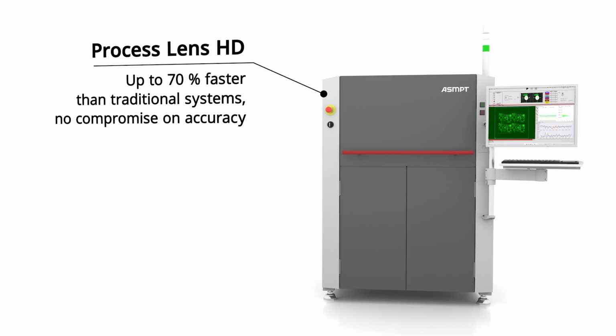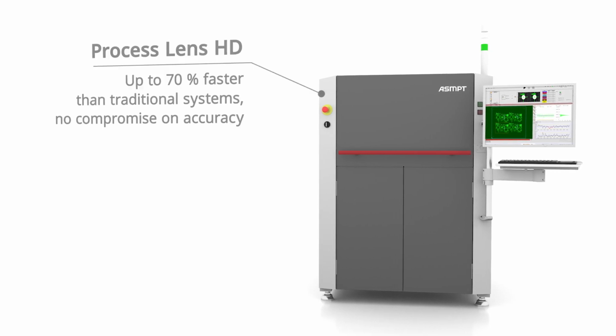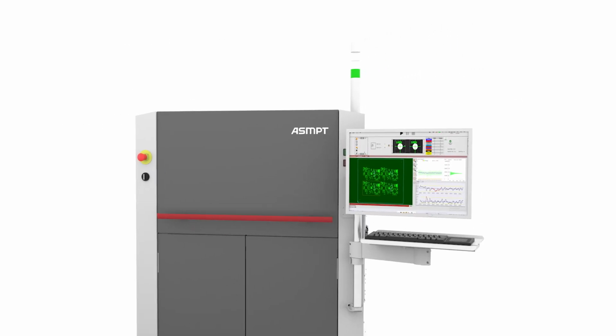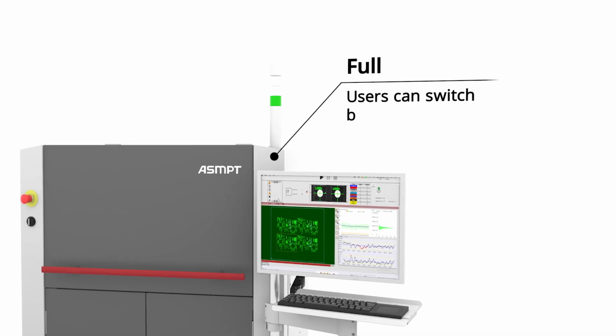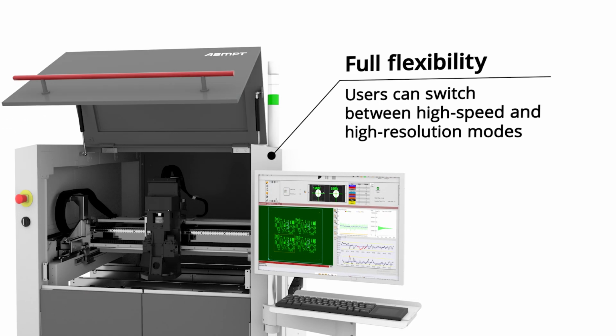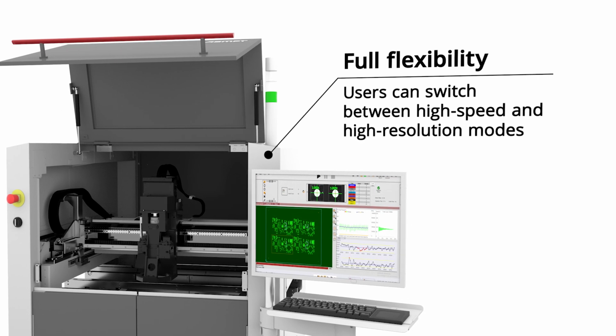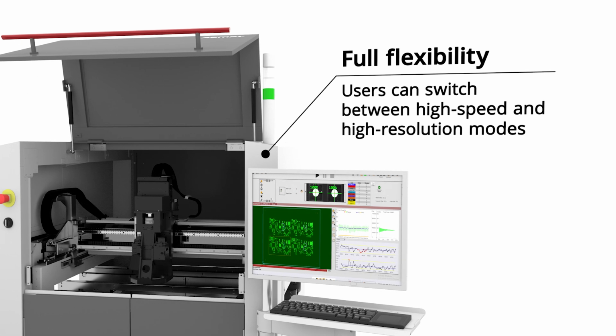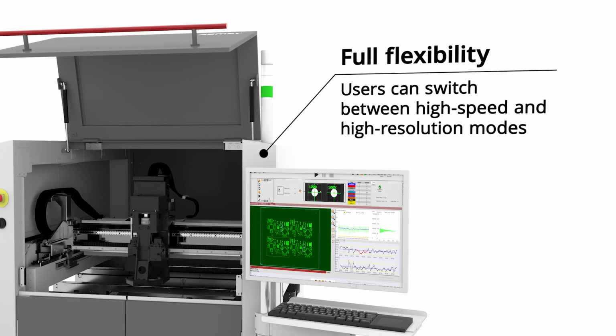In addition, the Process Lens HD offers two software-controlled measurement modes. With the same optics, users can select between high-speed mode, providing a 20 micrometers resolution for faster speed, and high-resolution mode, offering a 10 micrometers resolution for even greater accuracy.